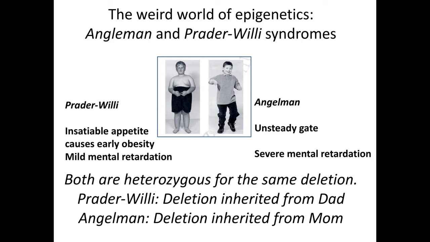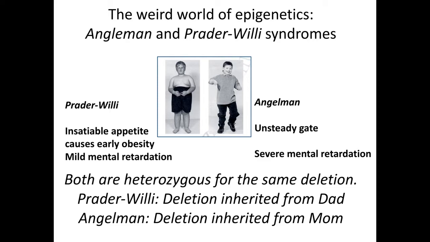These types of syndromes are also observed in humans. So there are two syndromes. One's called Prader-Willi, and the other one's called Angelman syndrome. Prader-Willi has a really fascinating and kind of curious phenotype, which is associated with an insatiable appetite that causes early obesity and a little bit of mild mental retardation.